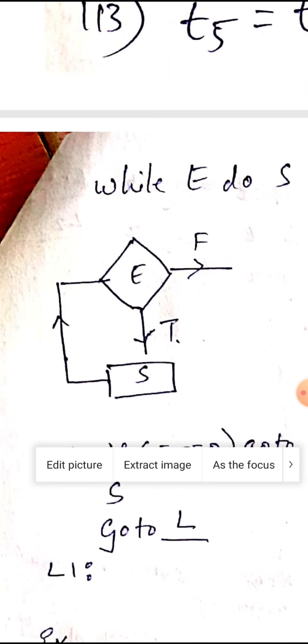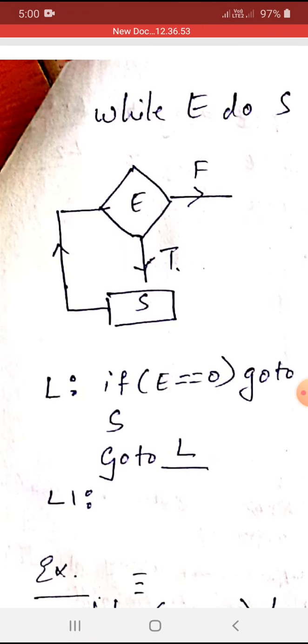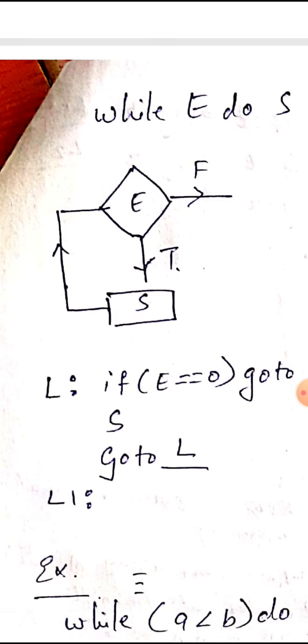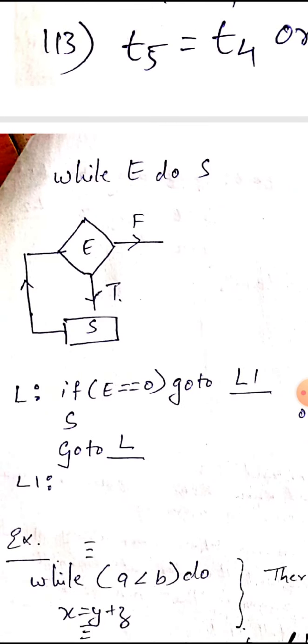So what will be the appropriate intermediate code for that? Let's say I am using two labels, L and L1. So if E double equal to 0, then go to L1. So if the condition is equal to 0, go to L1, otherwise it will remain inside the loop with the help of go to L. So the statements will be executed if the condition is true, otherwise at one level it will be false, and then it will come out, right? So this is one simple way.